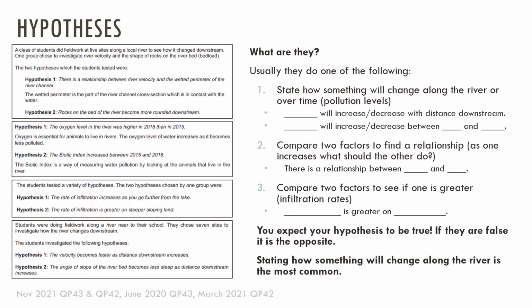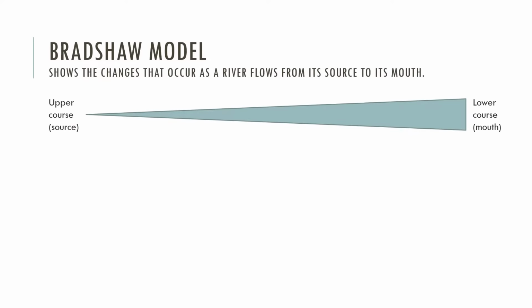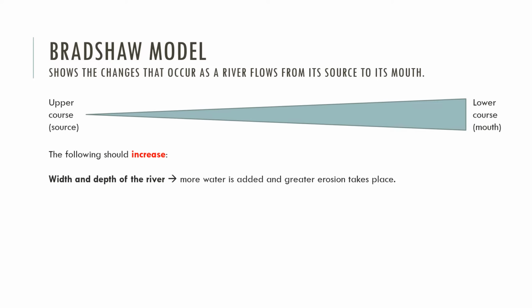And so stating how something will change along the river is probably the most common hypothesis that will be used in this exam. Most of that hypothesis is based on what we call the Bradshaw model. And the Bradshaw model shows how certain characteristics of the river will change as the river flows from its source to its mouth. Now, these particular characteristics should increase from the source to the mouth. They are the width and depth of the river.